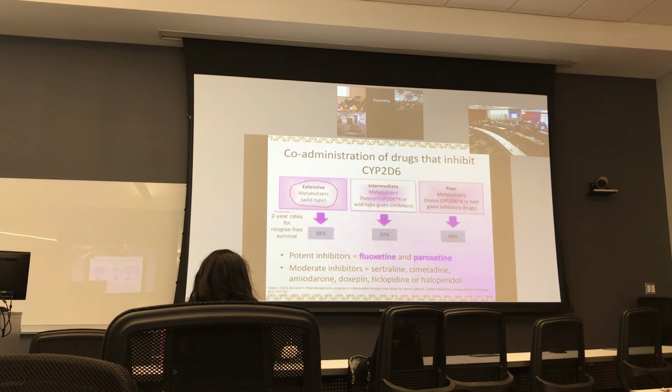And when they looked at 2-year rates for relapse-free survival, what they saw is that in wild type, 98% had relapse-free survival, so no issues. The vast majority of them did great. Intermediate metabolizers, or wild type given inhibitory drugs, is 92%, but then all the way down to 68% for those that were poor metabolizers, or if they were heterozygotes given inhibitory drugs. So again, the drugs combined with the genotype made a difference on how these patients did 2 years later. And just a reminder, we have drugs like Prozac and Paxil that are potent inhibitors. So I think that is my last slide for this.